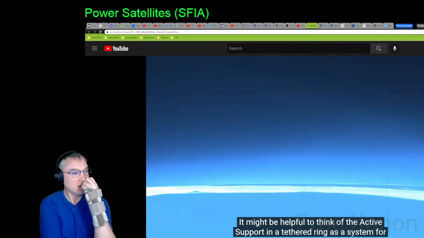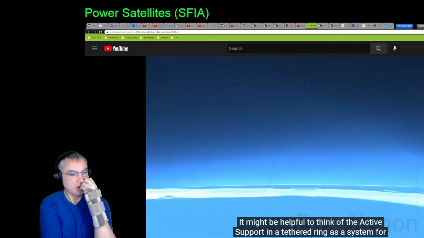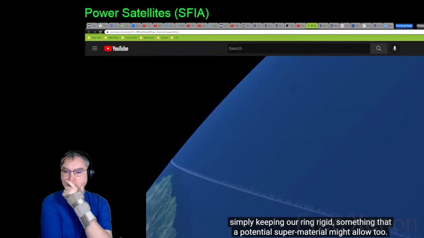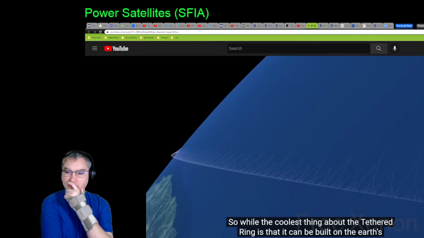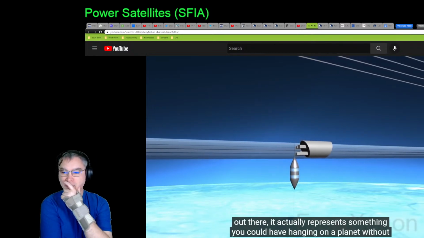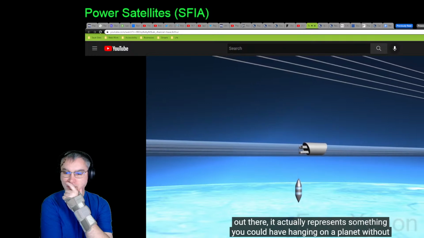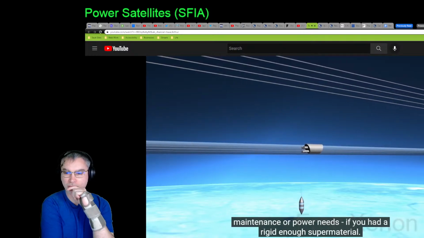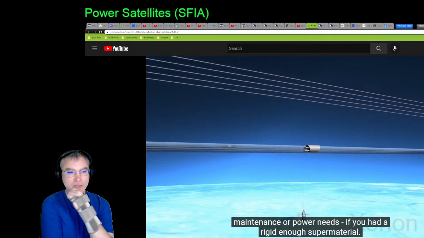It might be helpful to think of the active support in a tethered ring as a system for simply keeping our ring rigid, something that a potential super material might allow too. So while the coolest thing about the tethered ring is that it can be built on the Earth's surface entirely with present-day technology for a reasonable cost, for our sci-fi writers out there, it actually represents something you could have hanging on a planet without maintenance or power needs, if you had a rigid enough super material.